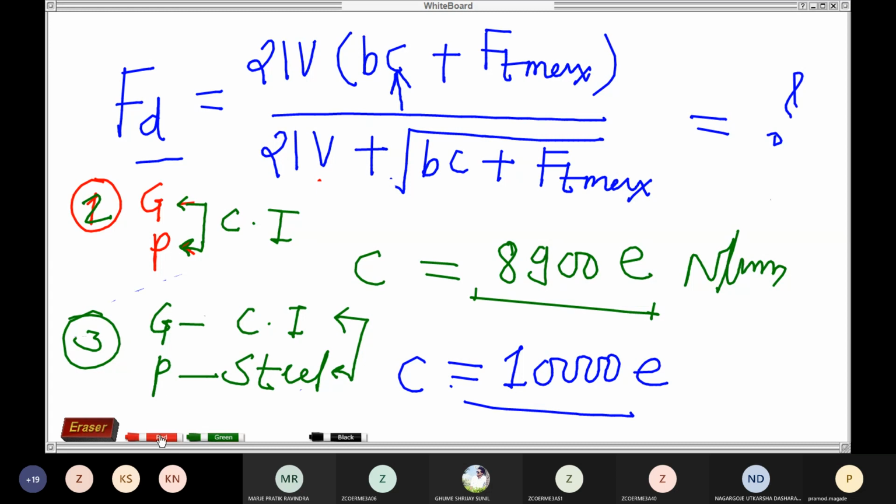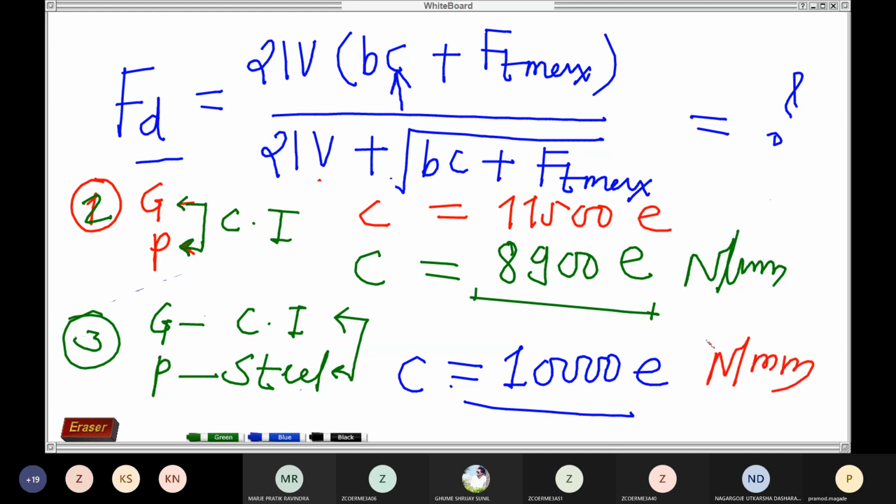And the first condition I'll also write here for you: 11,500 error. Of course, this is also Newton per mm. As per the material, if the material is steel, 11,500. If the material is cast iron, we have to take 8,900. And if the material is mixed, that is cast iron gear and steel pinion, we have to take 10,000 times error. So this is the important one.